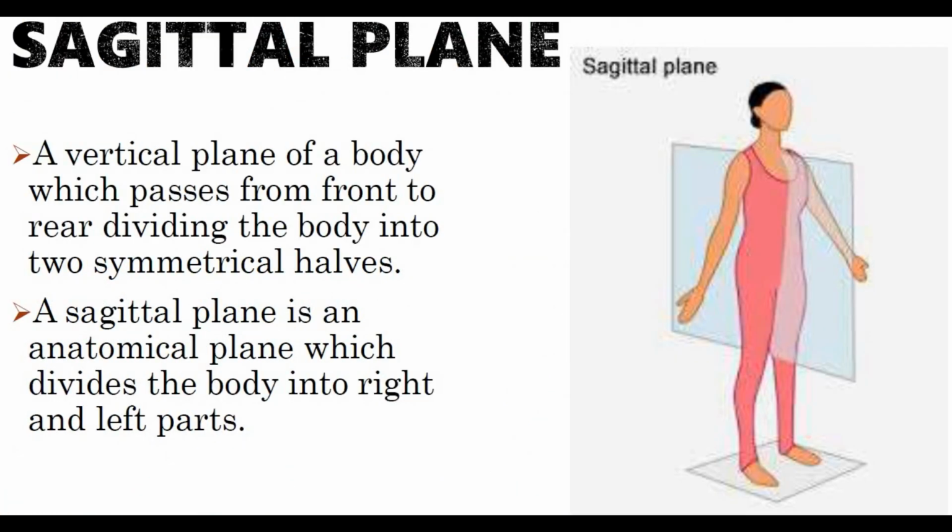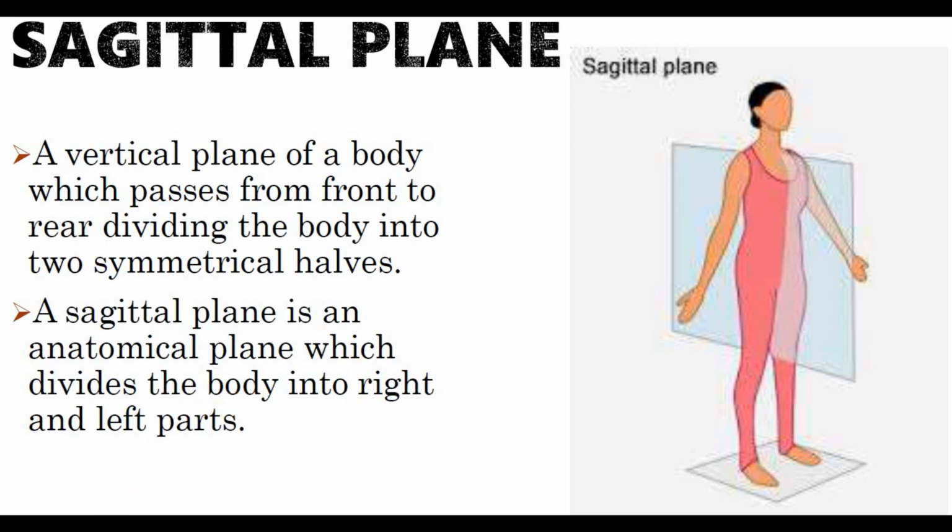So here we are able to see the sagittal plane. Okay. So it divides the body into vertical plane. So it is a vertical plane of the body which passes from the front to the rear. Okay. Divided into two symmetrical halves. That is going to be your left and right symmetrical halves, equal symmetrical halves. Okay. Sagittal plane is an anatomical plane which divides the body into right and left parts.